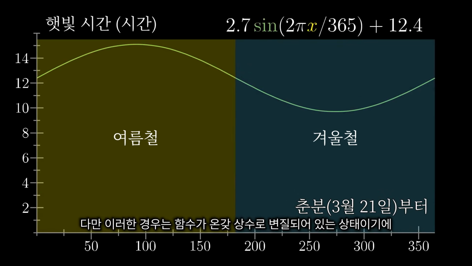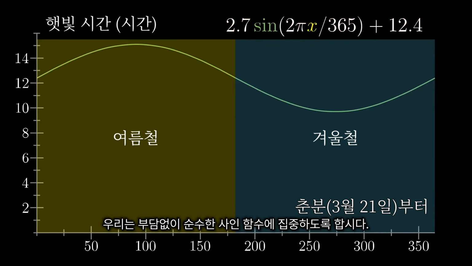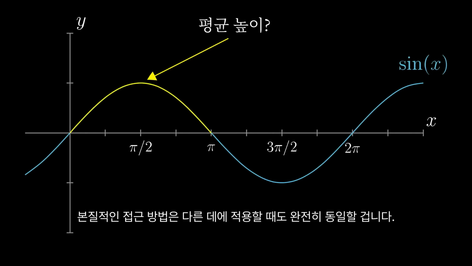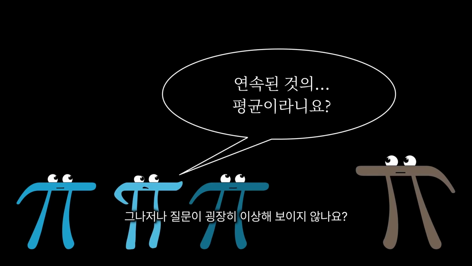Whereas a case like this is going to have all sorts of constants mucking up the function, you and I are just going to focus on a pure, unencumbered sine of x function. But the substance of the approach would be totally the same in any other application. It's kind of a weird question to think about though, isn't it?